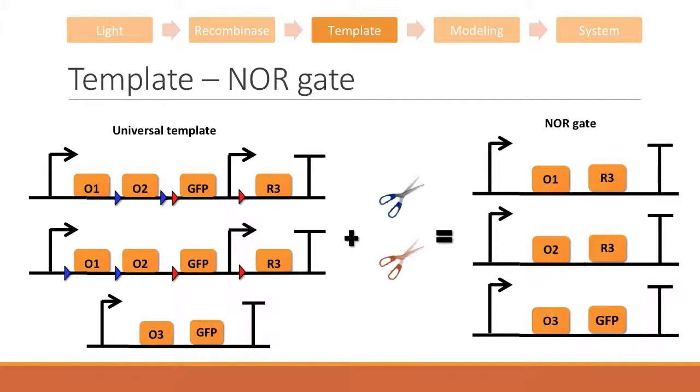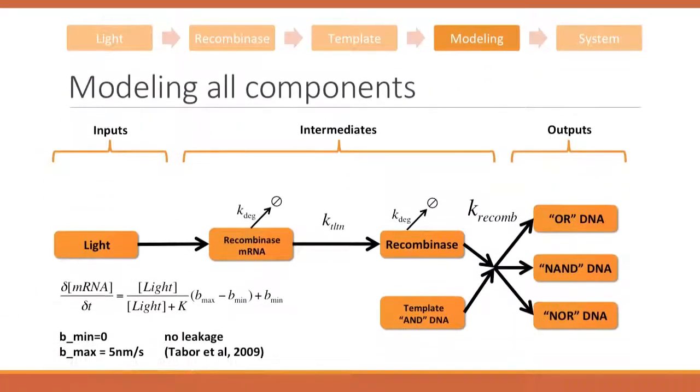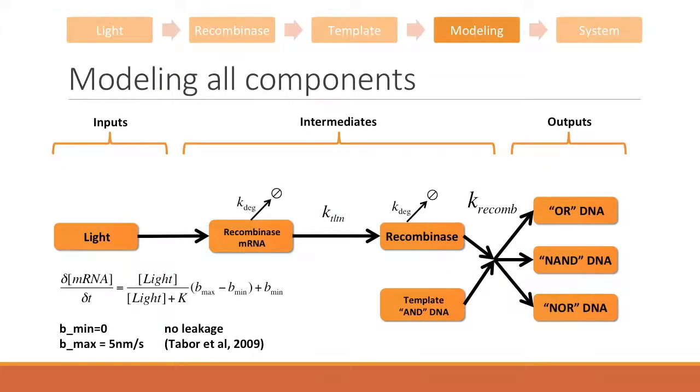Thus, by applying some combination of our 2 recombinases, we can go from the general template genetic circuit on the left and produce any of the 4 logic gates I described before. Now I'll discuss how I went about modeling all the parts of this system. I've split up the system here into inputs, intermediates, and outputs.